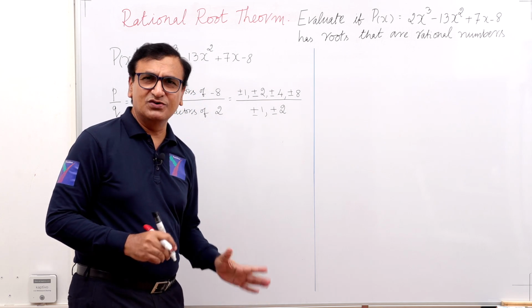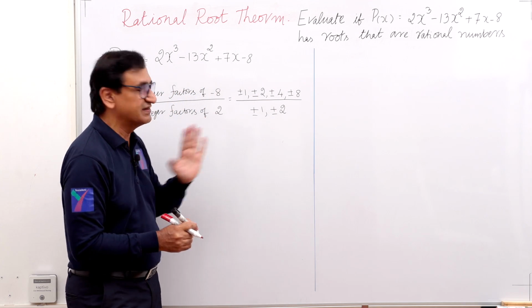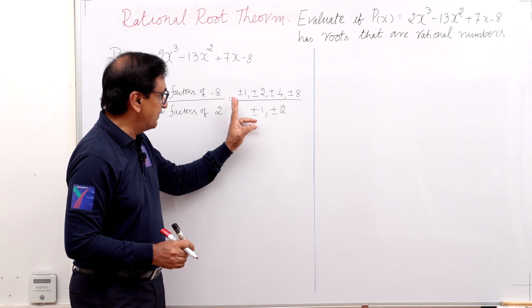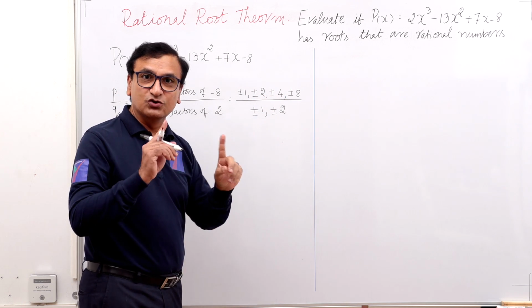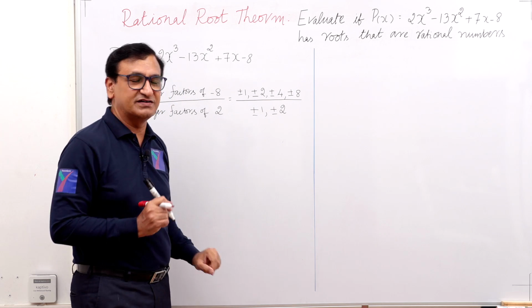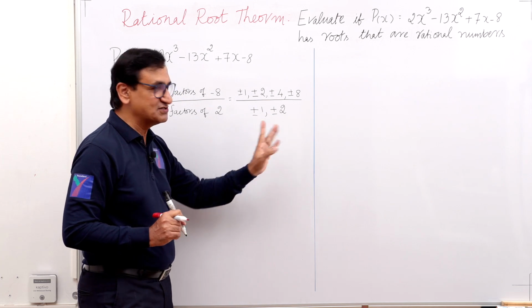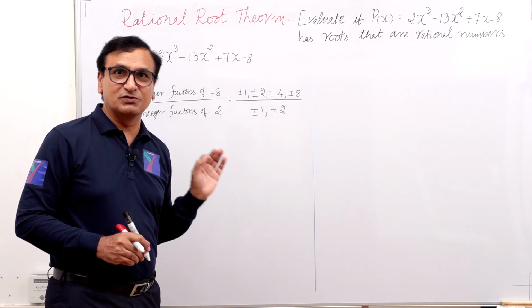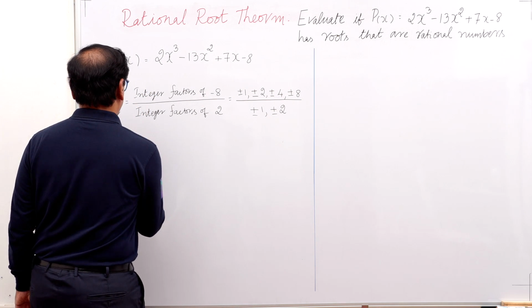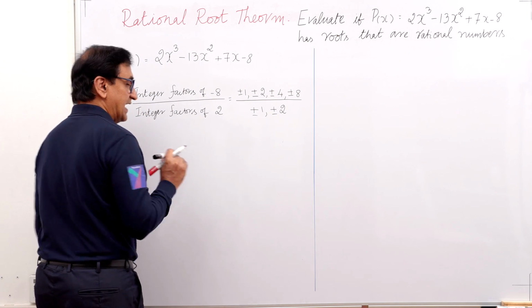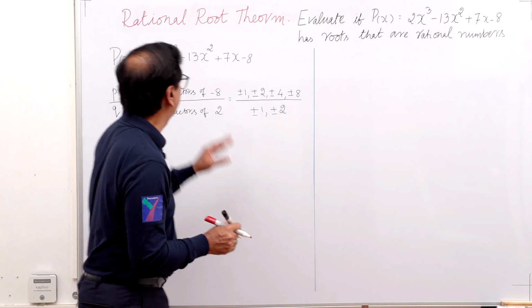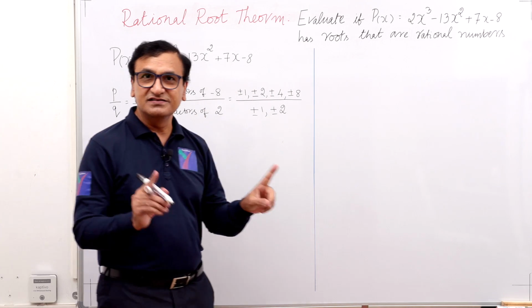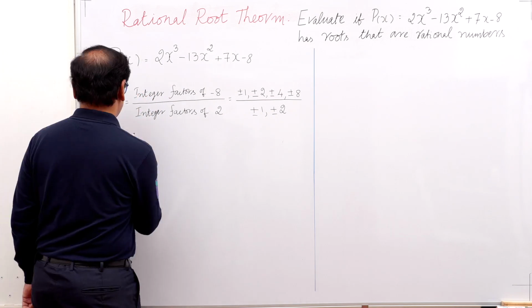Next, we have to write down all possible combinations of this ratio. That is, you have plus or minus 1, plus or minus 2, plus or minus 4, plus or minus 8 in the numerator. And in the denominator, I have plus or minus 1 and plus or minus 2. I'll write down all the possible combinations. And these combinations are all possible rational roots of p of x as per the rational root theorem, right?